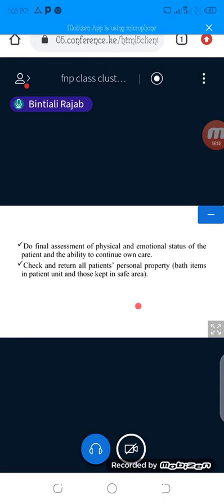Check and return all the patient's personal property. Remember when you were admitting, you took their things, you labeled them, and you put them somewhere. As they are going home, you don't discharge them with the hospital gown. You take your hospital gown, you give them their personal property. That is what they will use to go home with.